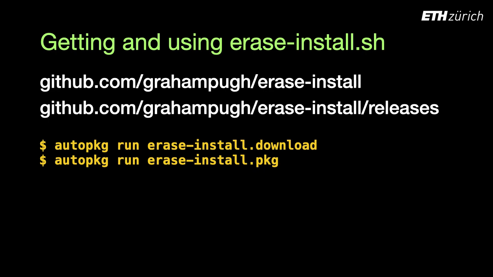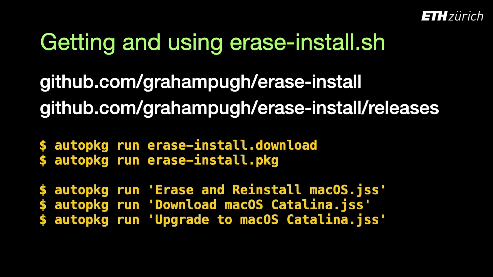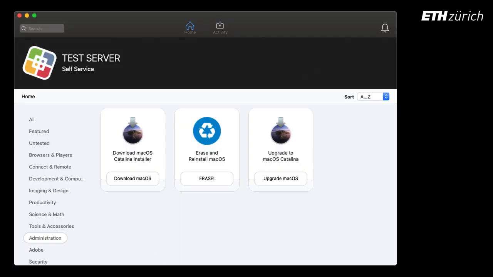There is a package recipe which will install the script in the Library Management erase-install folder so that it's ready for use on a system. And there are also JSS recipes to take advantage of this package version, putting the correct command with arguments into the run processes options of a Self Service policy so that you don't have to engineer that yourself. This is what the 3 different policies from the JSS recipes will look like.